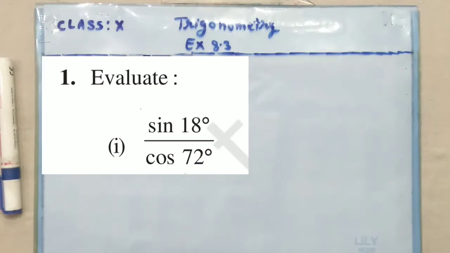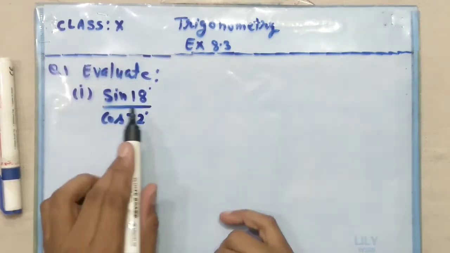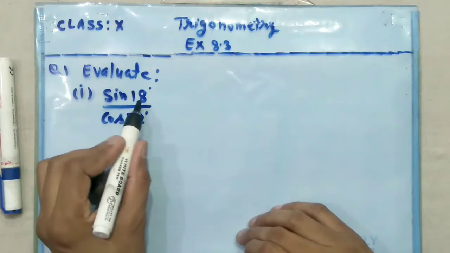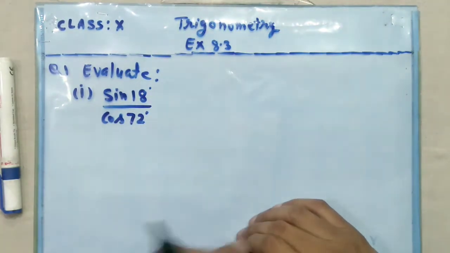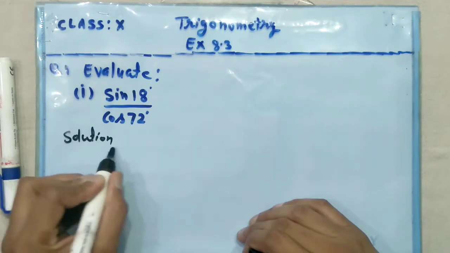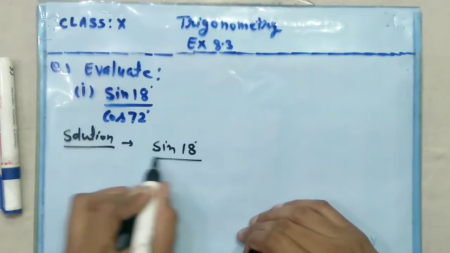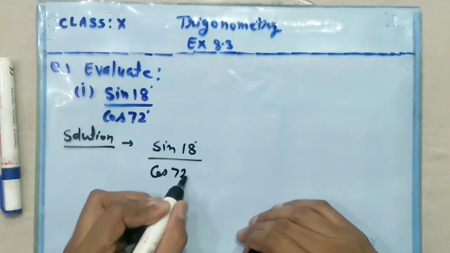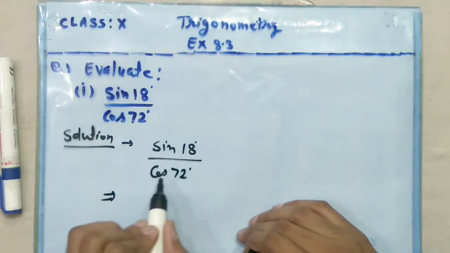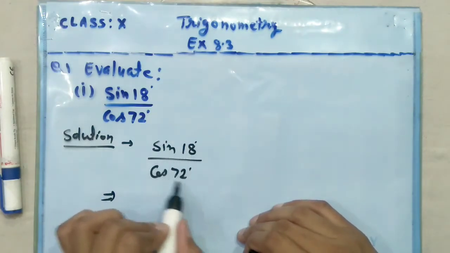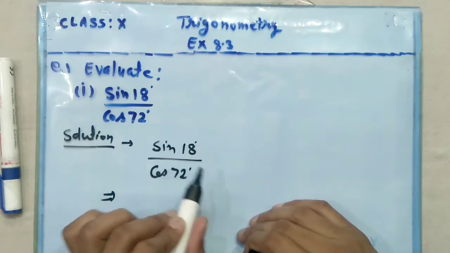Exercise 8.3, question number 1, evaluate. First part, it is sine 18 degree upon cos 72 degree. This is very simple. You know very well, 18 plus 72 will be 90 degree. That means these are complementary angles. So you can write the solution, sine 18 degree upon cos 72 degree is equal to. This is quite simple. What we need to do is either change this or change this. We need to change any one. Either 72 will be written as 90 minus 18 or 18 will be written as 90 minus 72.